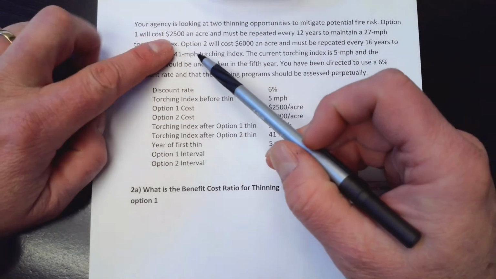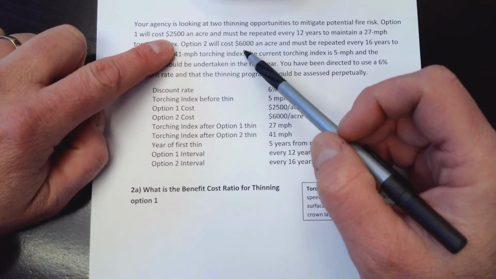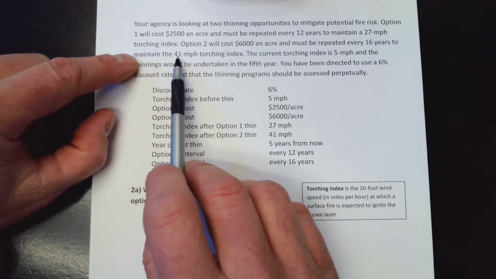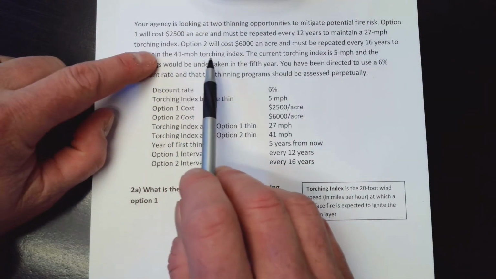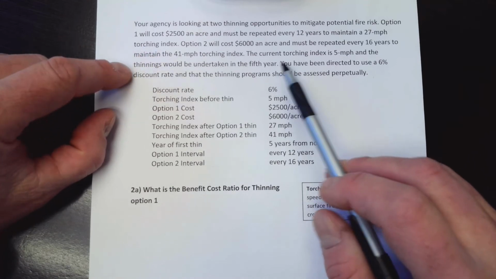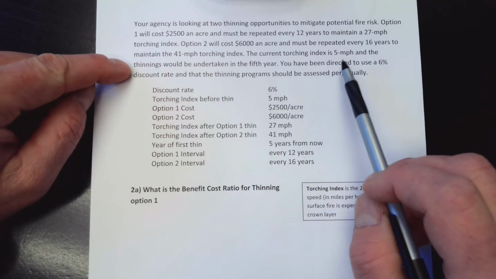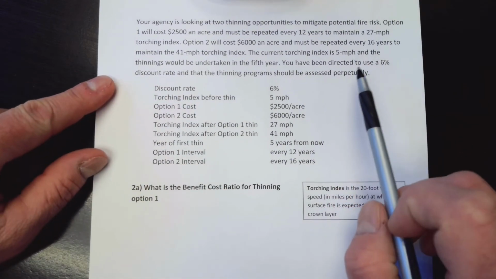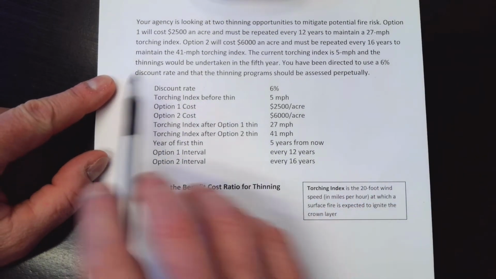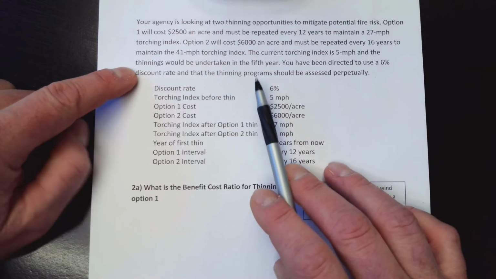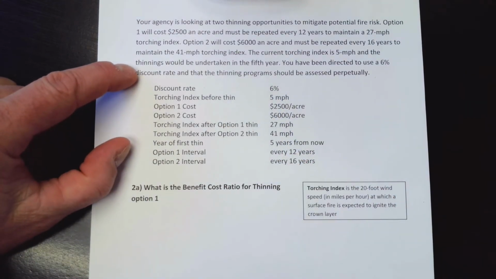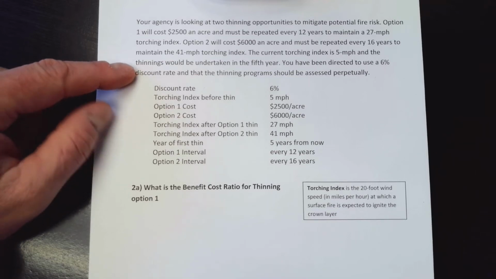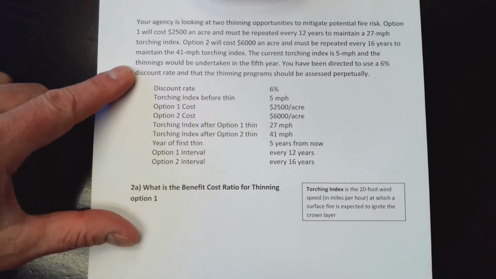Option 2 costs $6,000 an acre and must be repeated every 16 years to maintain a 41 mile per hour torching index. The current torching index we have is 5 miles per hour, so not so good, pretty low wind, and you could have a fire get up into the crown. These thinnings are going to take place in the 5th year. It's going to take a little time to put the program together, go through EIS, NEPA, whatever we have to do.